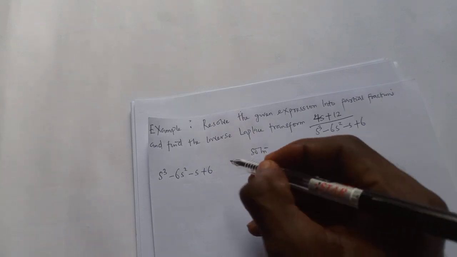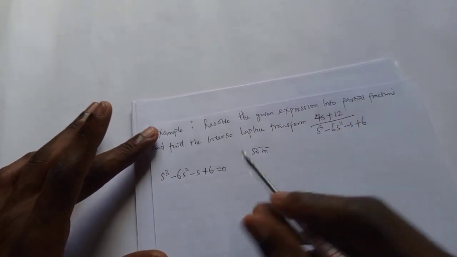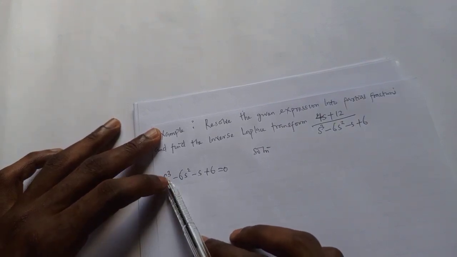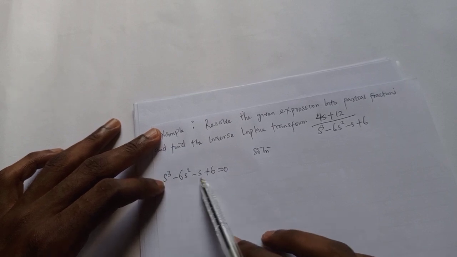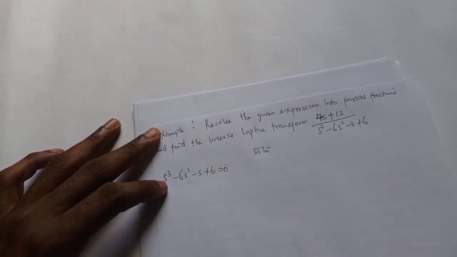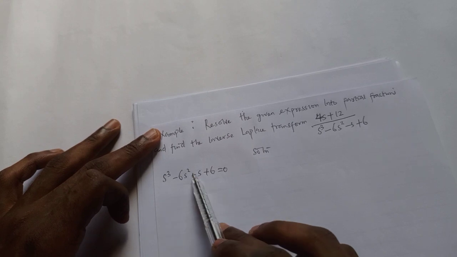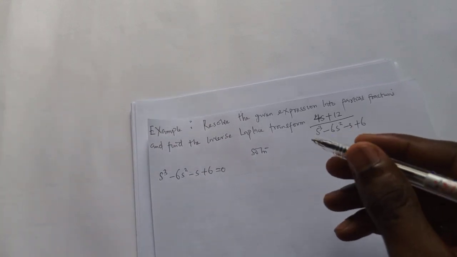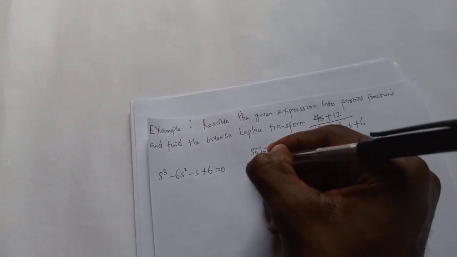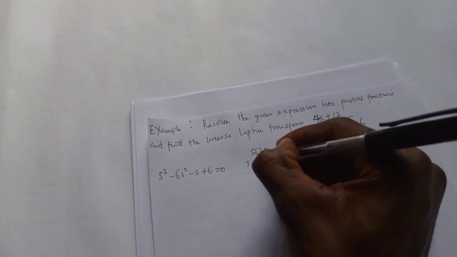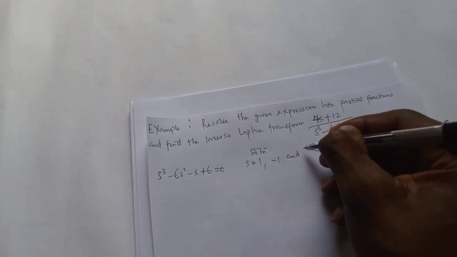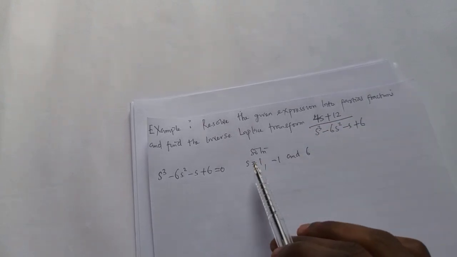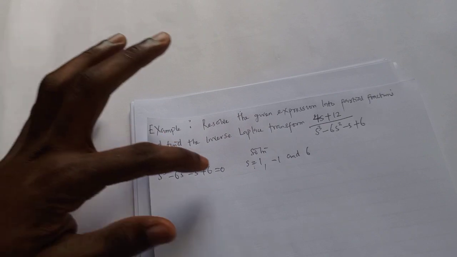Okay, how to do the factorization is just equate it to 0 and try to look for the values of s that will make this equation 0. So I've solved it, and the values are when s is equal to 1, minus 1 and 6. So if s is equal to 1, minus 1 and 6, we have a solution.